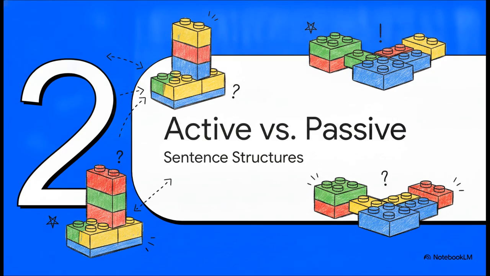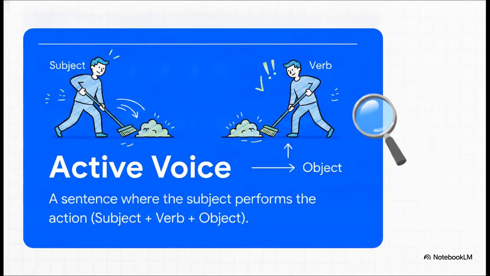Moving right along to Section 2, Active versus Passive Structures. Let's start with the active voice. By definition, an active sentence is one where the subject is out there performing the action. The formula is super straightforward. Subject plus verb plus object. Take the sentence, "Ali cleans the room." Ali is our subject, and he's actively doing the cleaning. It's direct, it feels natural, and there is absolutely zero mystery about who's responsible for the work.